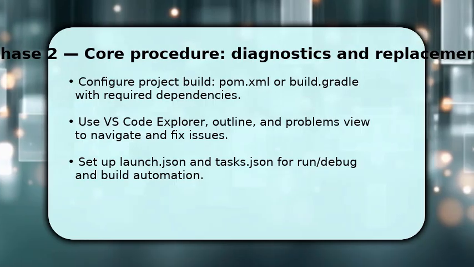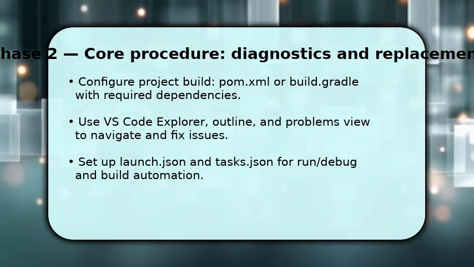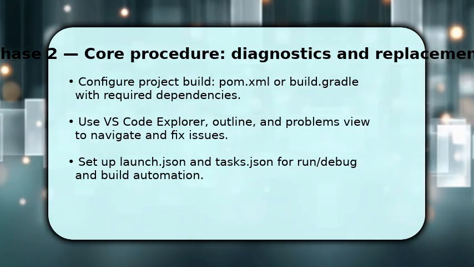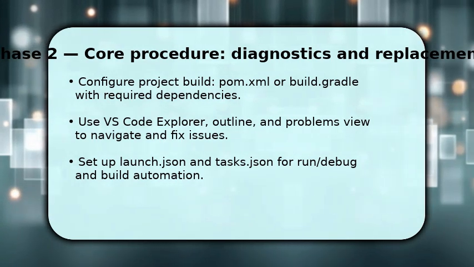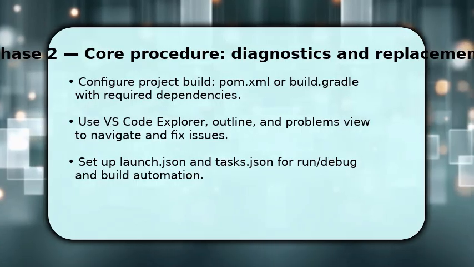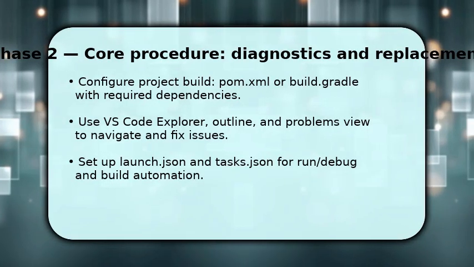Then create launch.json for debug configurations and tasks.json for build commands. This ties VS Code commands to your build tool. Also enable auto-save and format on save, so code style and compilation checks remain immediate and consistent.